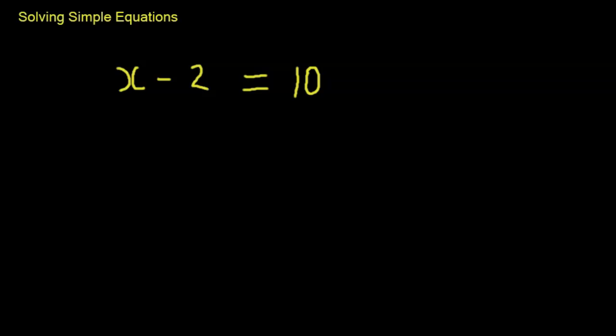Let's look at another problem. x minus 2 is equal to 10. And as always, a very basic one, you could always look and say, okay, what do you subtract 2 from to get 10? And you look at it and say, okay, that seems to be 12. x is 12. Remember, x is some unknown number that we're trying to find.